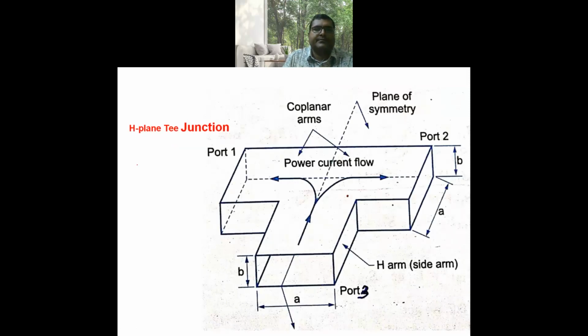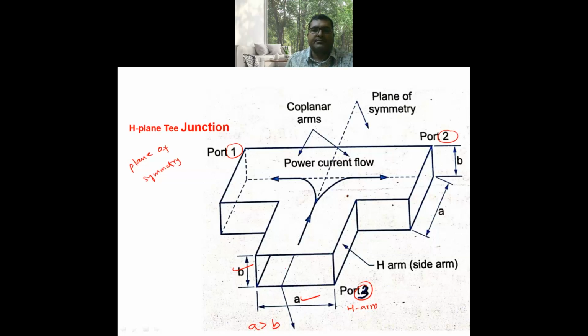Plane of symmetry. It is a 3-port device. It is port 3, or it is called the H-arm. A is the broader dimension or length of the rectangular waveguide. B is the breadth of the waveguide, and always for a rectangular waveguide A is greater than B.